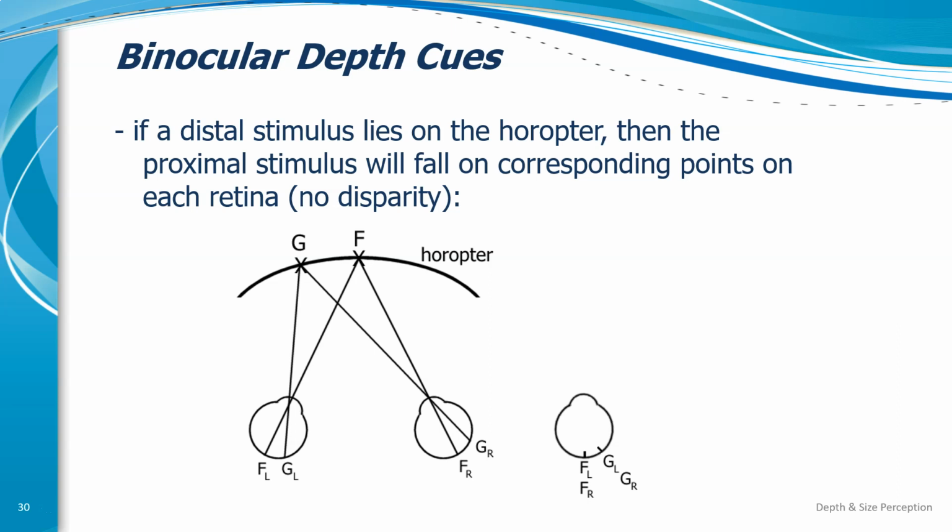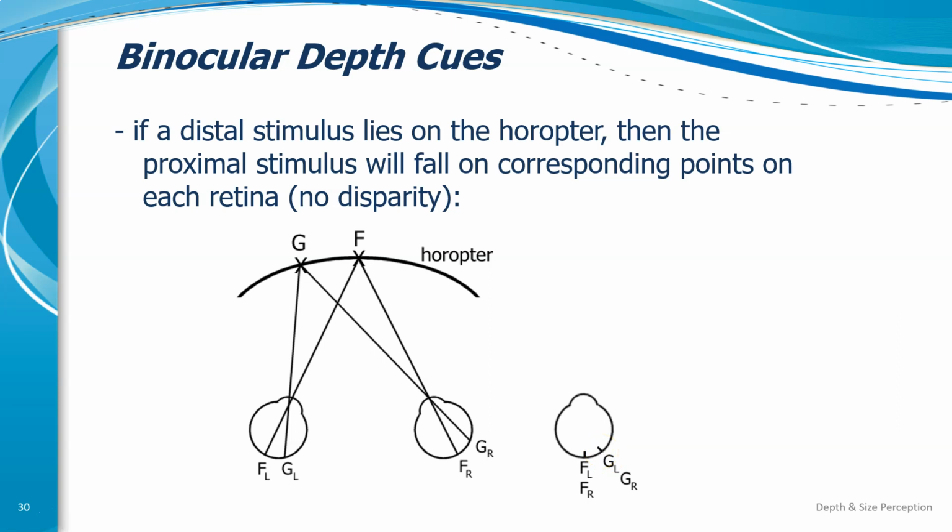But then we also have object G, which is just a bit off to the side. We're not looking directly at it, but it also happens to fall on the horopter. So again, it falls on the left retina, just a little bit to the right of the fovea. The same is true of the right retina. It falls just to the right of the fovea. Again, GL and GR, those are corresponding points. What we get is no disparity.